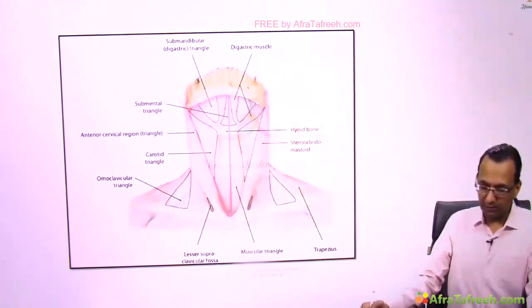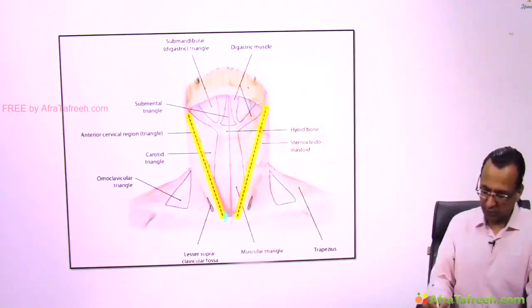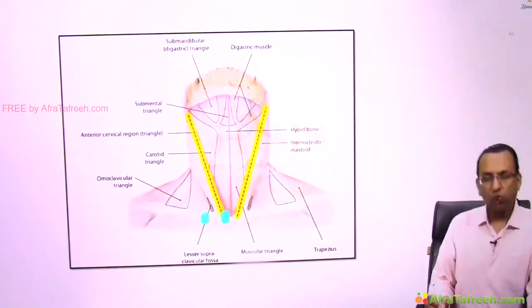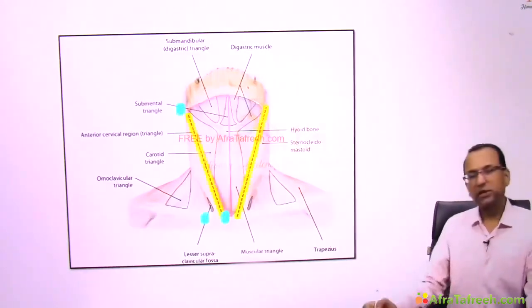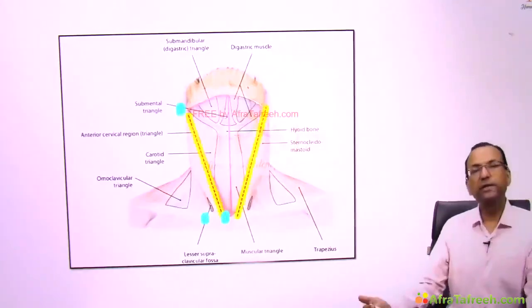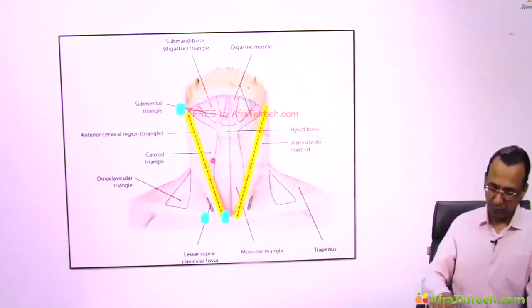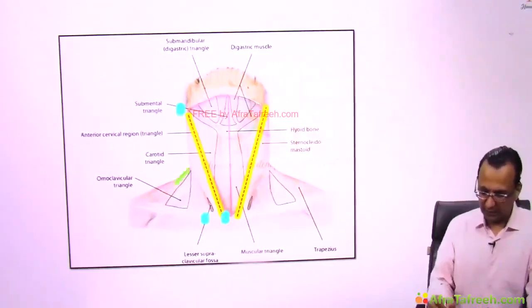Who is the boundary line muscle? You don't know? Sternomastoid. Why is it called sternomastoid? Because it is attached to sternum and clavicle. And what is the insertion? Insertion is mastoid process. So sternocleidomastoid, yes, is the boundary line of the posterior triangle. So this is the posterior triangle.